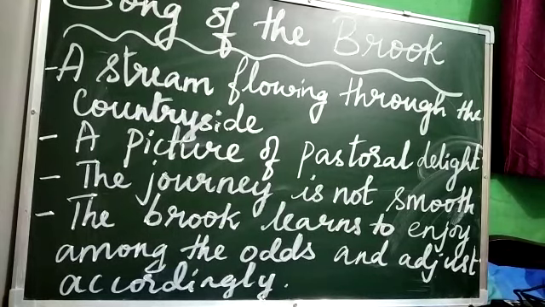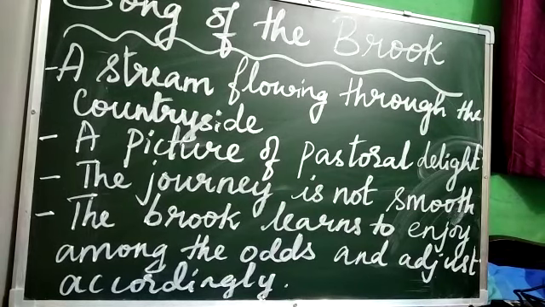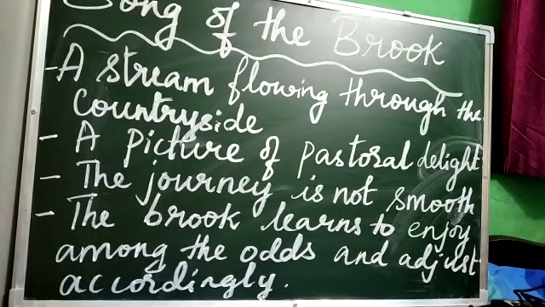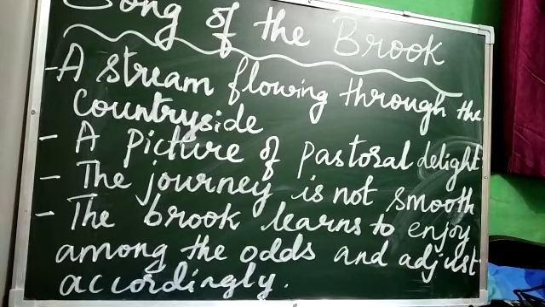Now coming to a few assignments related to this lesson. First, solve the questions that are given in the textbook. Secondly, the poet has used a number of words which indicate movement and sound. Make a list of these words from the poem. For example, sparkle is a movement word and bicker is a sound word.